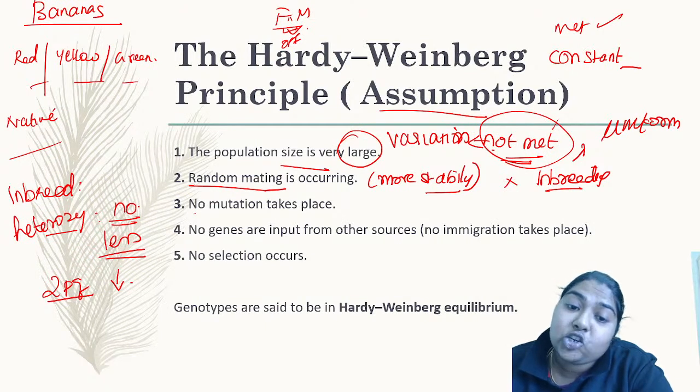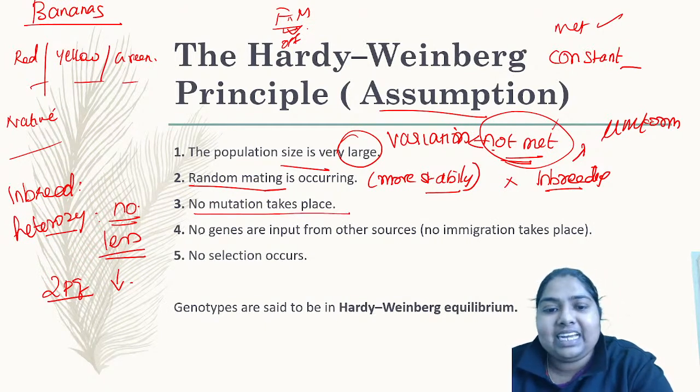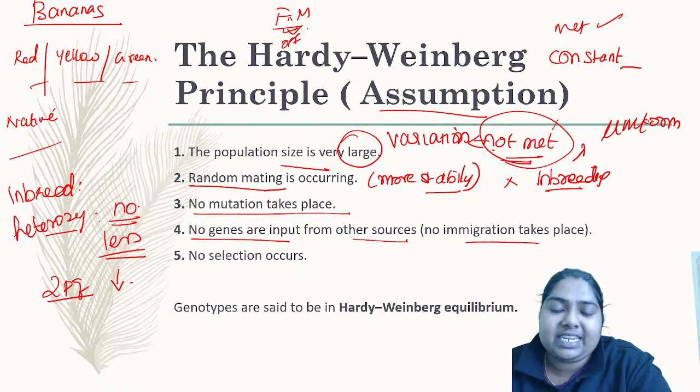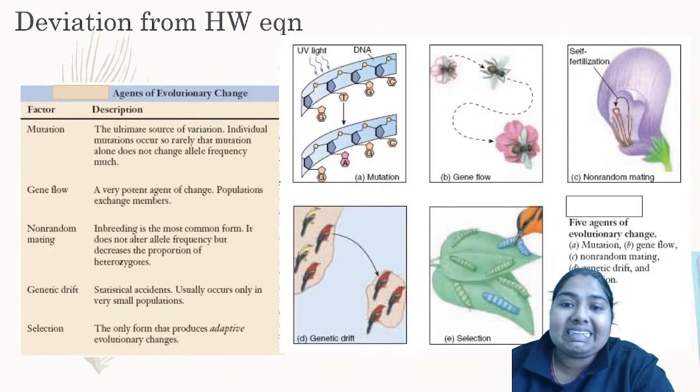The next one, there should not be any mutation. There should not be genes from other sources. So no immigration will take place, no selection. Then only it will be in equilibrium. We will discuss these points in detail.